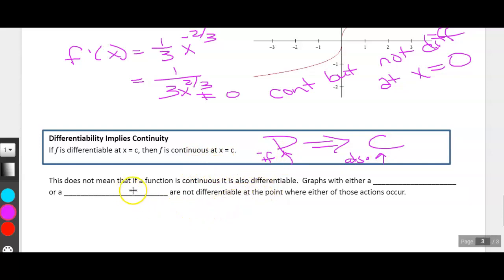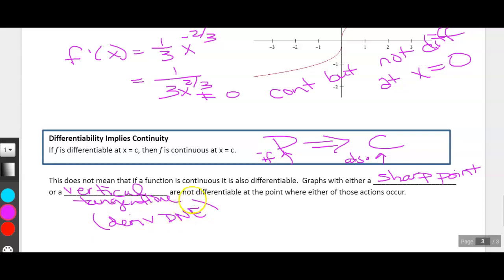So this does not mean that if a function is continuous, it is also differentiable. We just found that out. We had a continuous graph, but it was not differentiable. Graphs with either a sharp point or a vertical tangent line are not differentiable. I also like to say where you have a derivative that does not exist. That's the mathematical way, okay? Because you're not always going to have graphs.